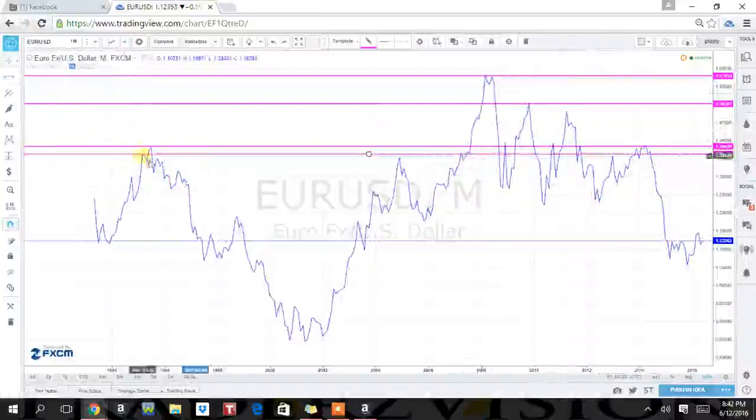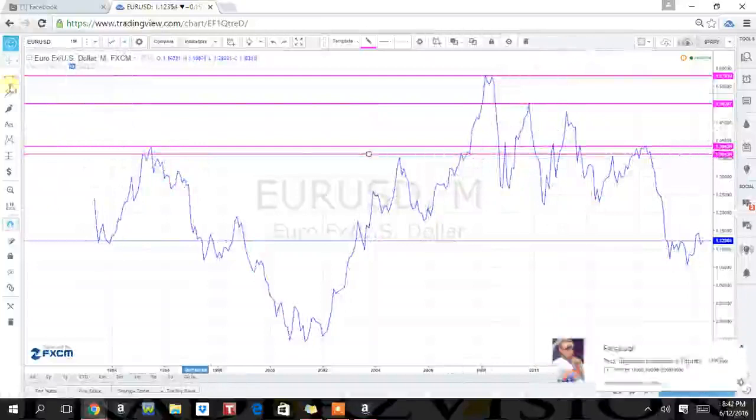Because right here, you come up here, you see the point. It's 1 point, 2, 3, 4, 5. So that's 5 different points to that area. So it's significant as long as it fails or holds. Okay, let's go to the next one.